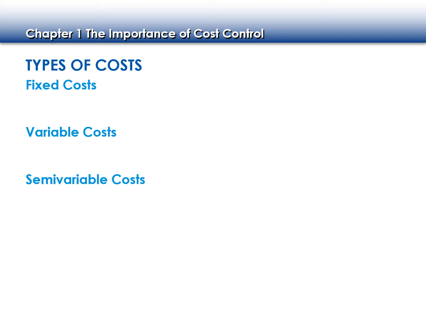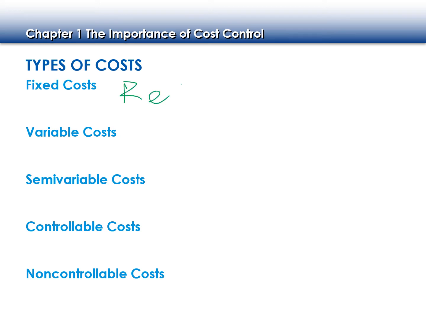Perfect segue. Fixed cost, variable cost, semi-variable, controllable, and non-controllable. Fixed cost. What does that sound like? Fixed cost. It doesn't change. We cannot change it. So what do you think is an example of fixed cost? Rent is definitely fixed. I cannot change that in the short term. Okay? What else is fixed?